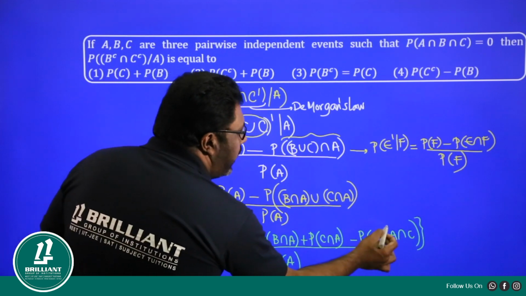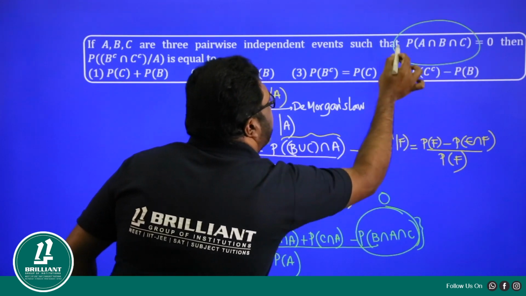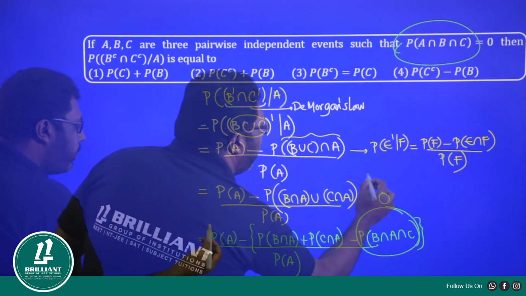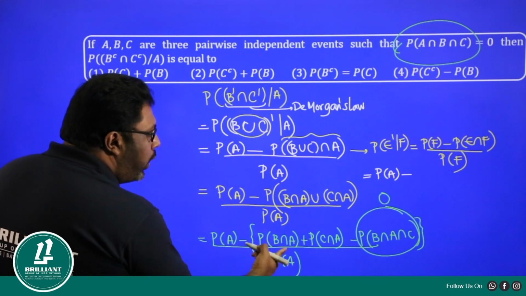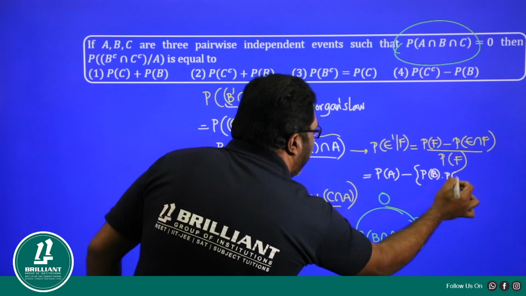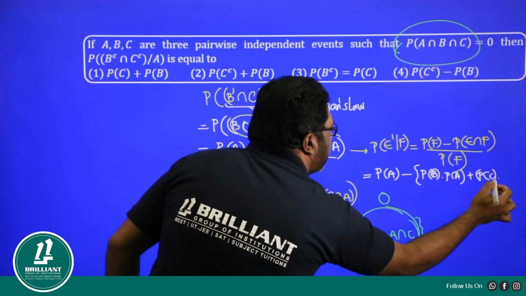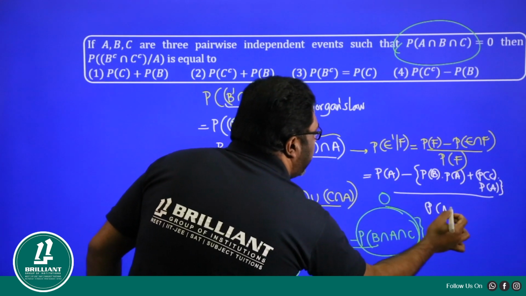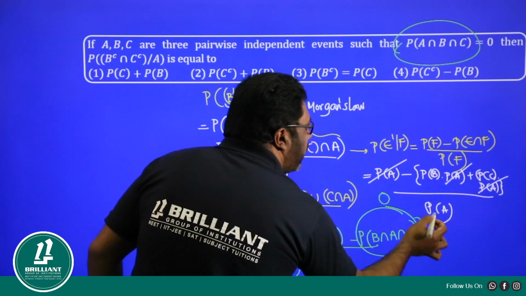Now, can you see this is going to be 0 according to the question? A intersection B intersection C is equal to 0. So that part is going to become 0, right? Probability of A minus, because it is pairwise independent, these two will become probability of B into probability of A, plus probability of C into probability of A, divided by the probability of A. Can you see probability of A is common throughout?